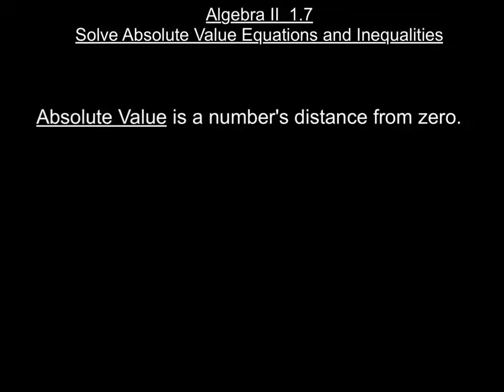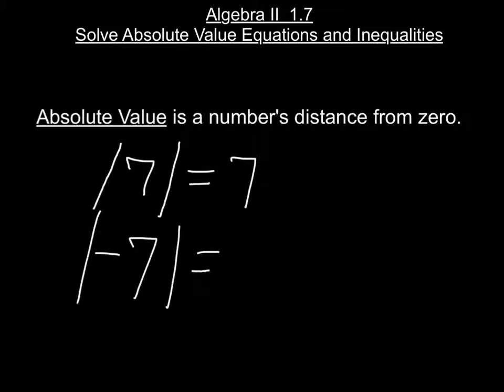Today we are going to talk about absolute value equations and inequalities. Absolute value is a number's distance from zero, so the absolute value is denoted with straight up and down bars around a number. So if we're talking about the absolute value of 7, we're talking about the number's distance from 0. So the absolute value of 7 is 7. But also, the absolute value of negative 7 is also 7.